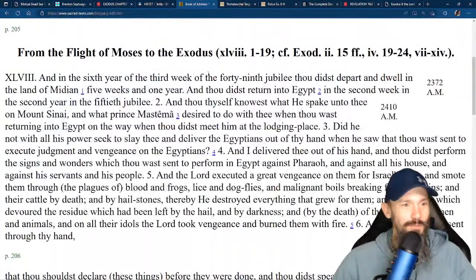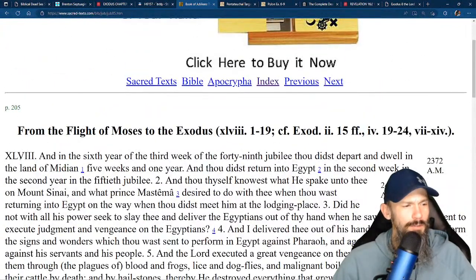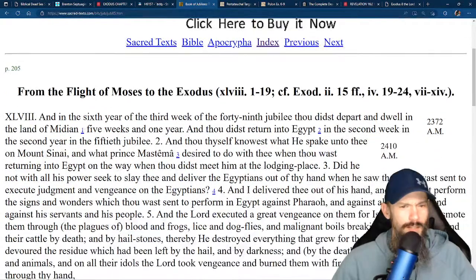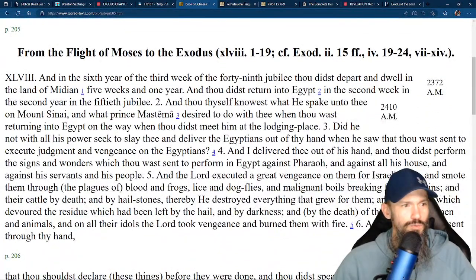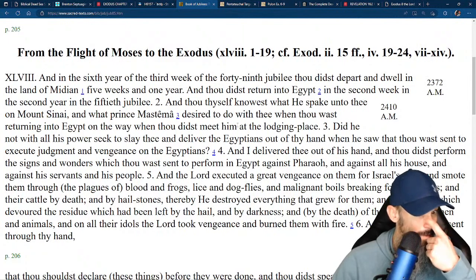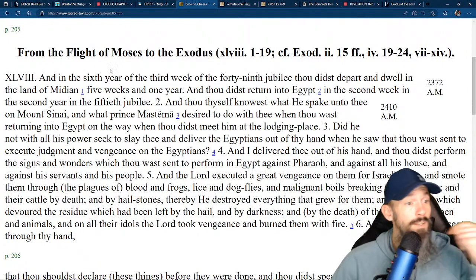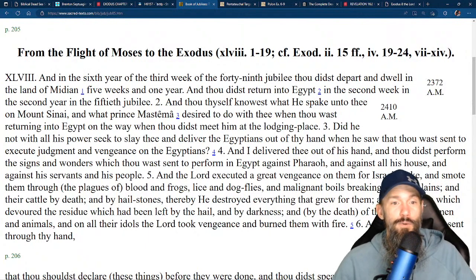Let's see. So we got Jubilees chapter 48. I can't remember where I was at last time. Let's see. In the 6th year of the 3rd week of the 49th Jubilee, thou didst depart and dwell in the land of Midian. That's Moses, 5 weeks and 1 year, and thou didst return into Egypt in the 2nd week, in the 2nd year, in the 50th Jubilee. And thou knowest what he spake unto thee on Mount Sinai, and what Prince Mastema, Satan, desired to do with thee when thou wast returning into Egypt on the way, when thou didst meet him at the lodging place.